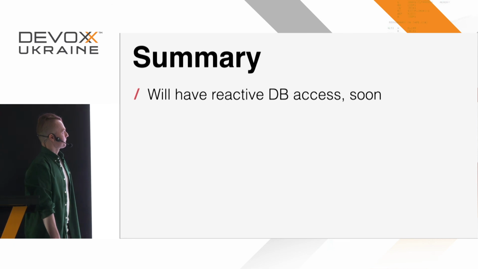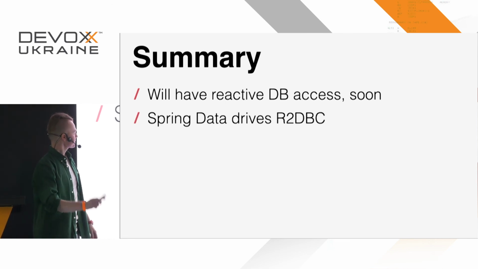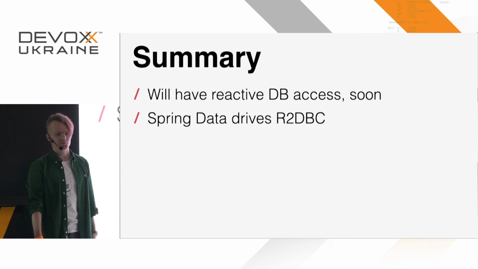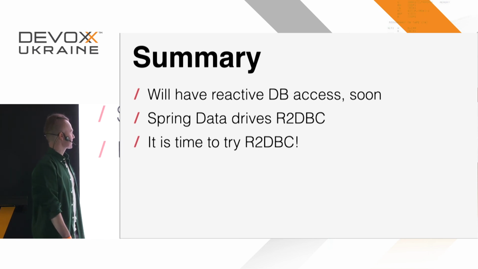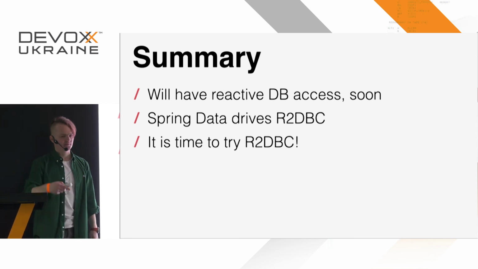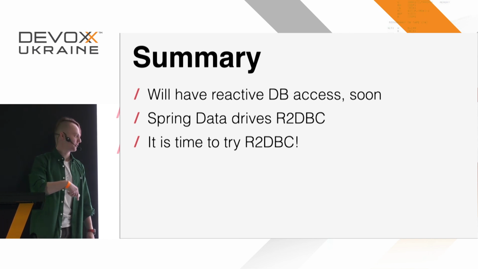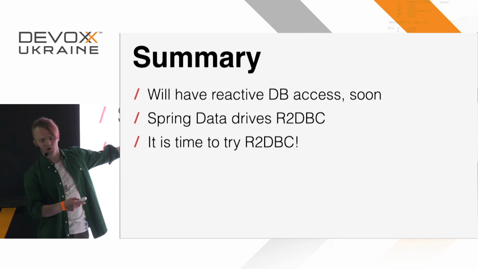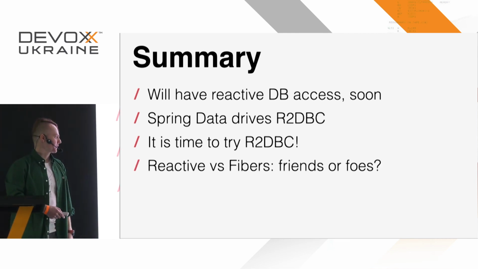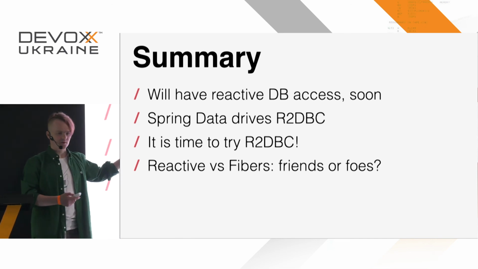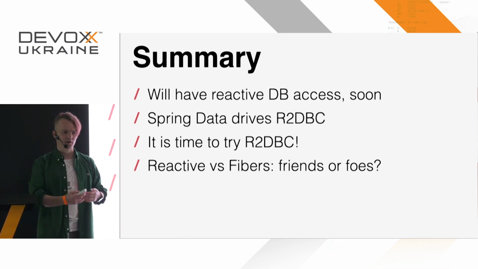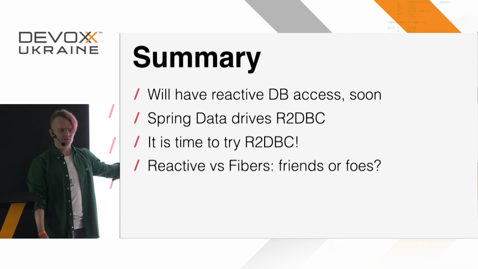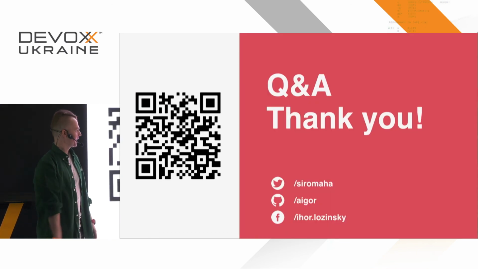So, summary. We will have reactive access soon. Spring Data is driving R2DBC, so it won't be forgotten. Also, it's time to try, probably not in production yet, but if you try today or tomorrow, in half a year it might be driving your application somewhere in production. And we don't know how reactive programming and fibers from Project Loom will coexist, or whether fibers will kill reactive programming or enhance it, but it's an interesting thing to look at. And thank you.